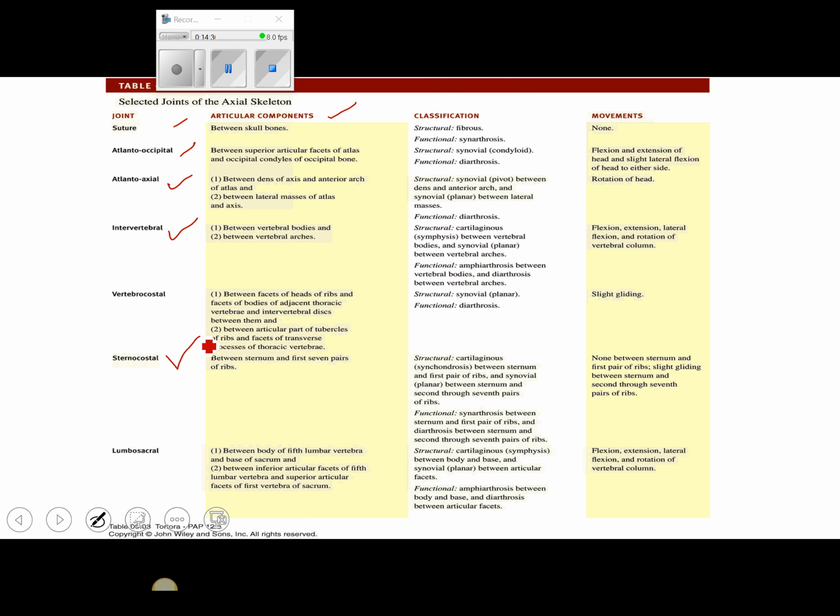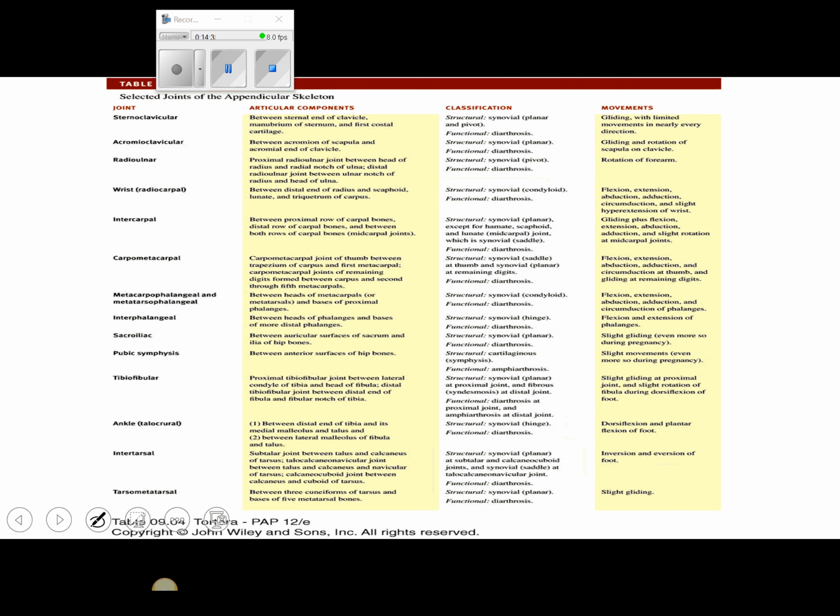The sternocostal, because those are between the sternum and the first 7 pairs of the ribs. Make sure you know those. On this one, you need to know the sternoclavicular, the radioulnar, the sacroiliac, the pubic symphysis, the tibiofibular, because we talked about those, mostly. Those are the main ones I want you to know, of course, where they're located. Oh, and the acromioclavicular.